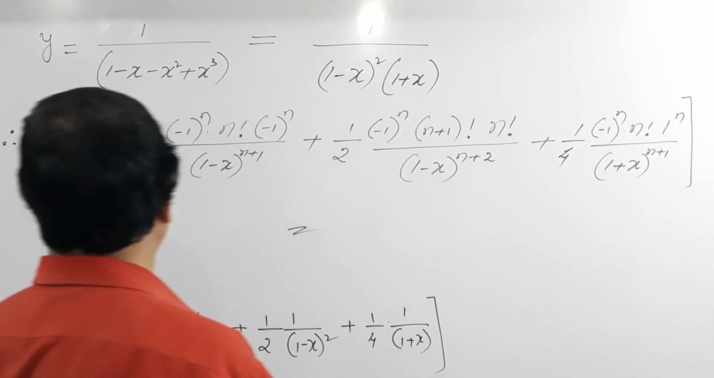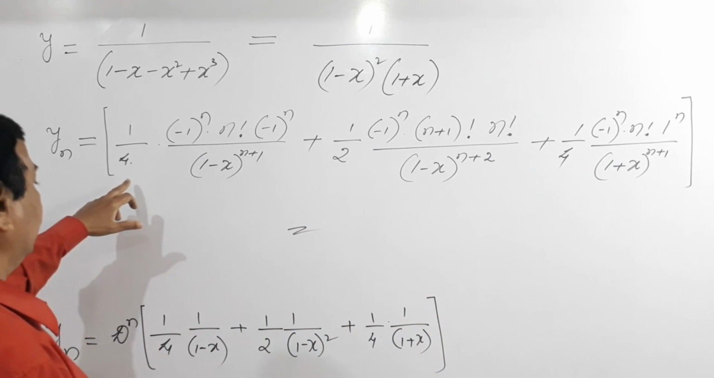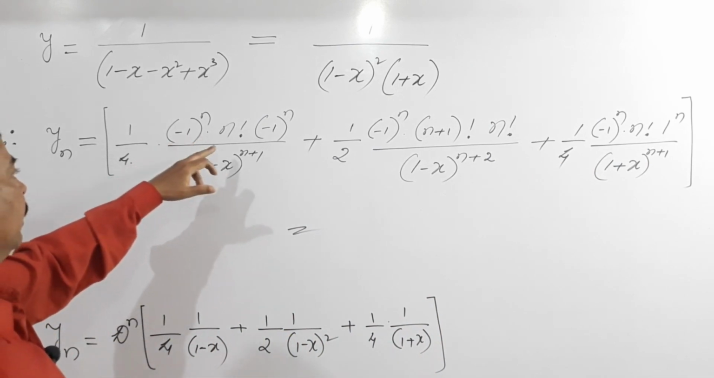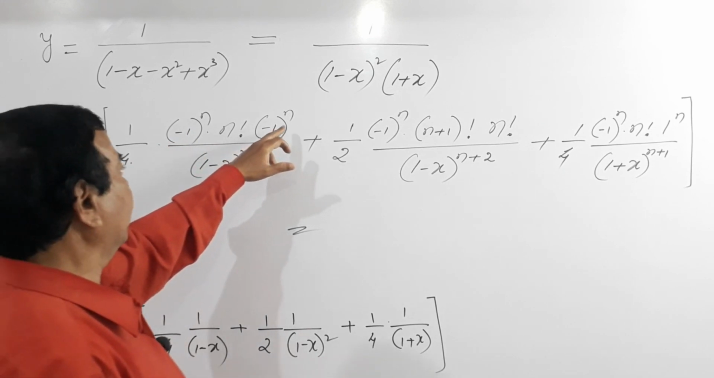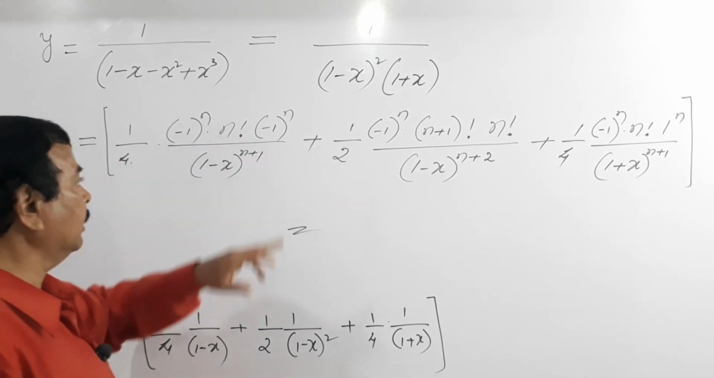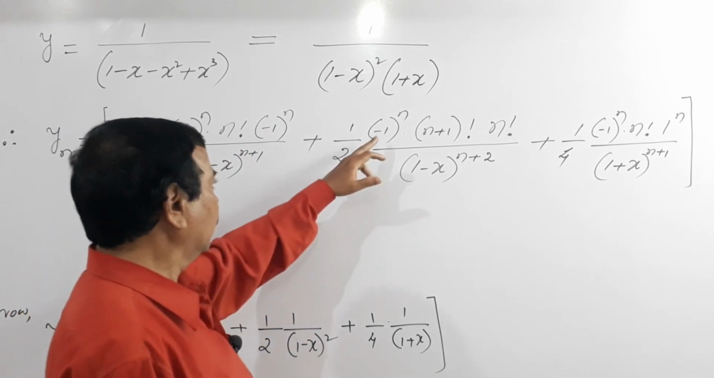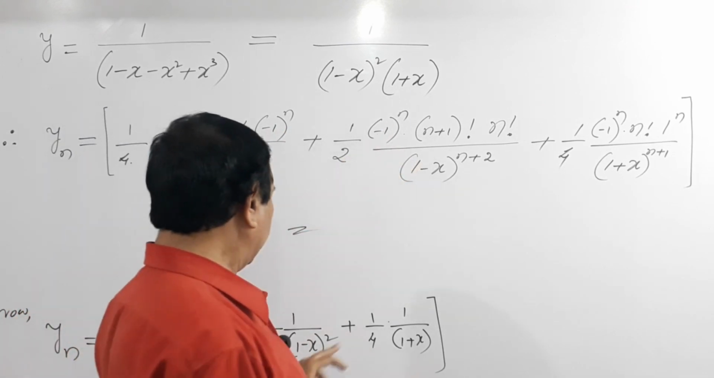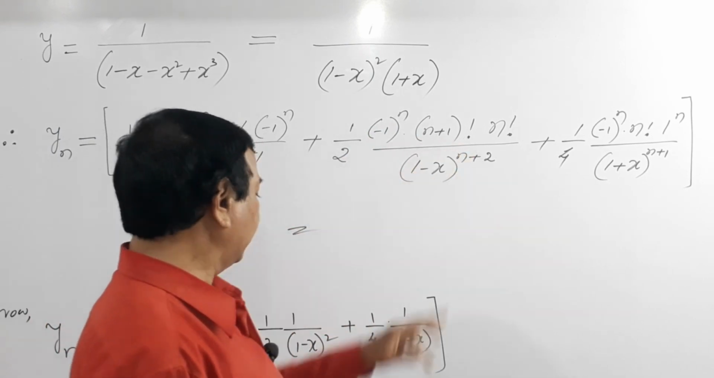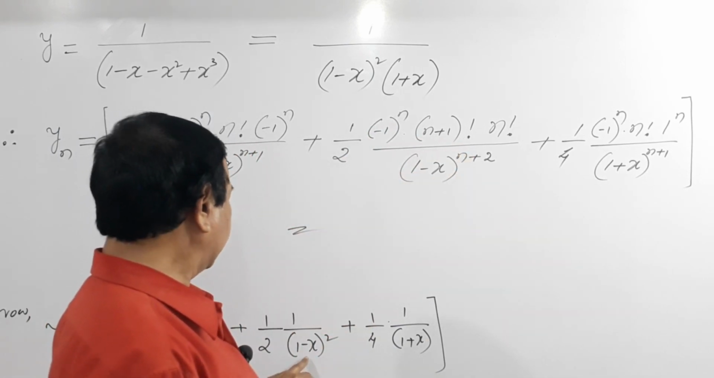So dear students, I will explain once again. y equals 1 by 4. We have taken this formula, 1 minus 1 to the power of n into n factorial, minus 1 to the power of n factorial, because the coefficient of x is minus 1. Plus half into minus 1 to the power of n, because since we have 1 minus x the whole square, it will be n plus 1 factorial, and the coefficient of x is again minus 1.